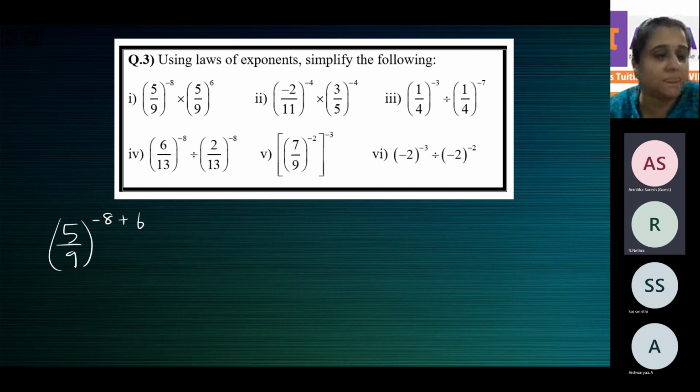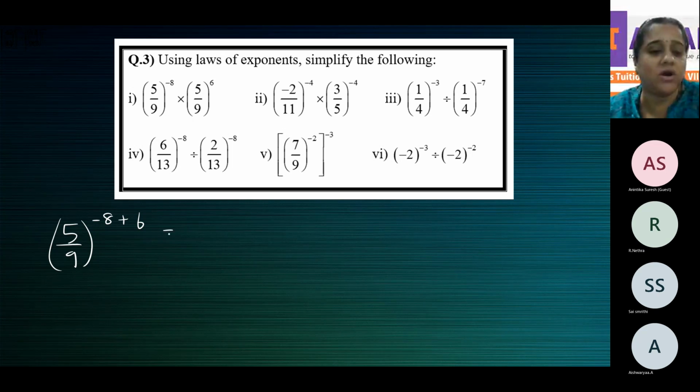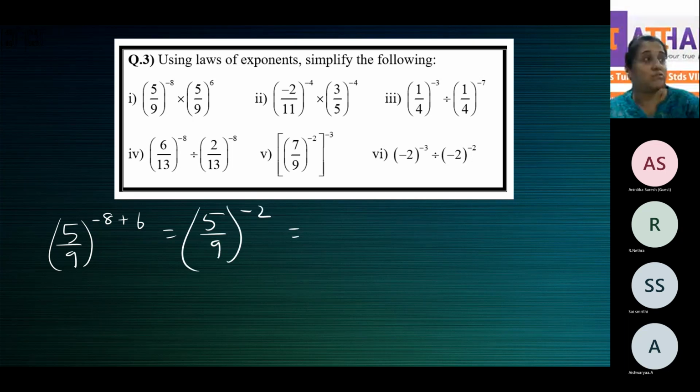So add the powers. 5 by 9, 5 by 9. Base are same. It's multiplication. So add the powers. Minus 8 plus 6. So it'll be what? 5 by 9 to the power minus 2. But when the power is negative, you cannot find the value.